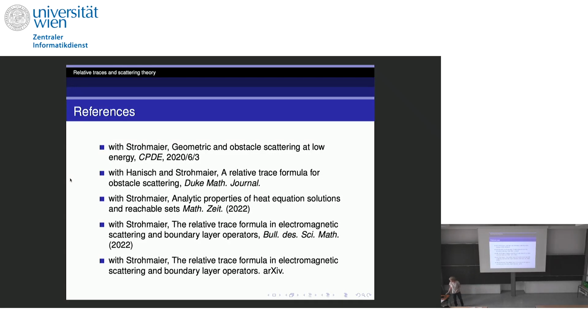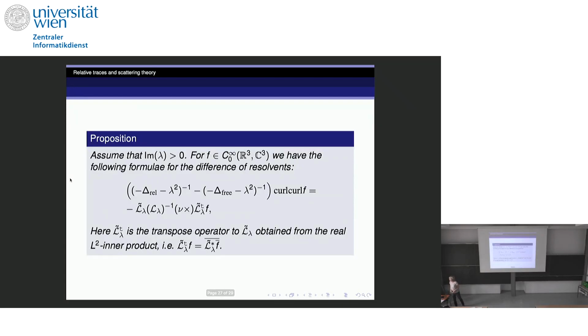Okay, so since we have maybe a little bit of time, we can talk about a little bit of the proof. So if we start with lambda greater than 0, if we wanted to prove this relative trace formula, how would you start to do it? Let's just have this in mind in case you were interested. So we take the following formula for the difference of the resolvents. This is the relative resolvent. This is the free resolvent.